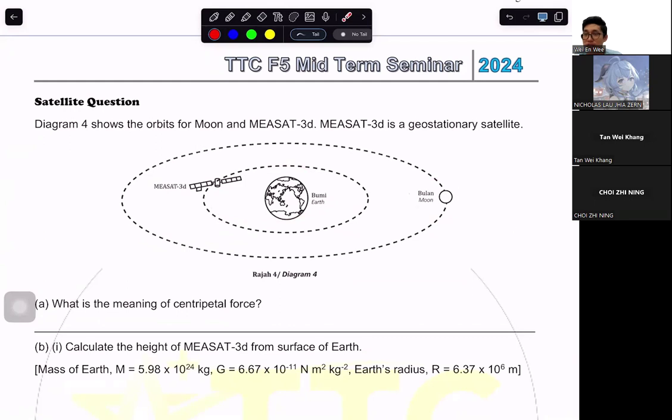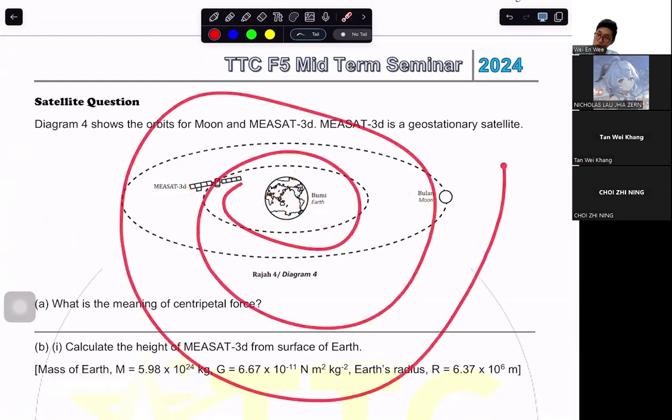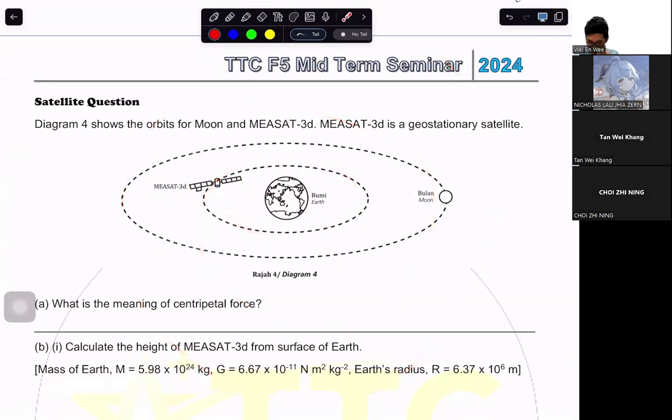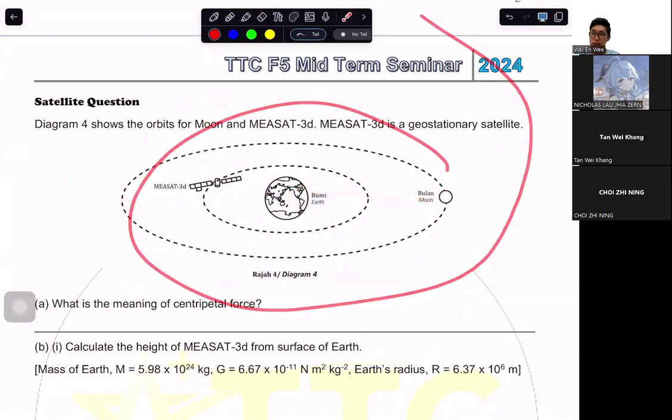What is the meaning of centripetal force? Centripetal force is a force that always goes towards the center. This thing goes around, right? There is something always pulling it in towards the center. Otherwise, this thing would fly out already, no? As it spins, it flies away. The moon also, there must be something pulling the moon in. Otherwise, the moon would already fly away.